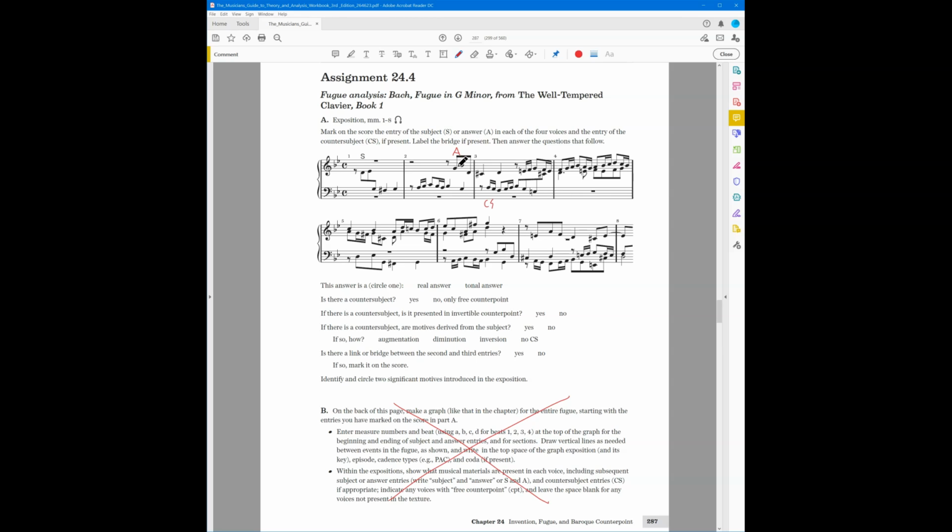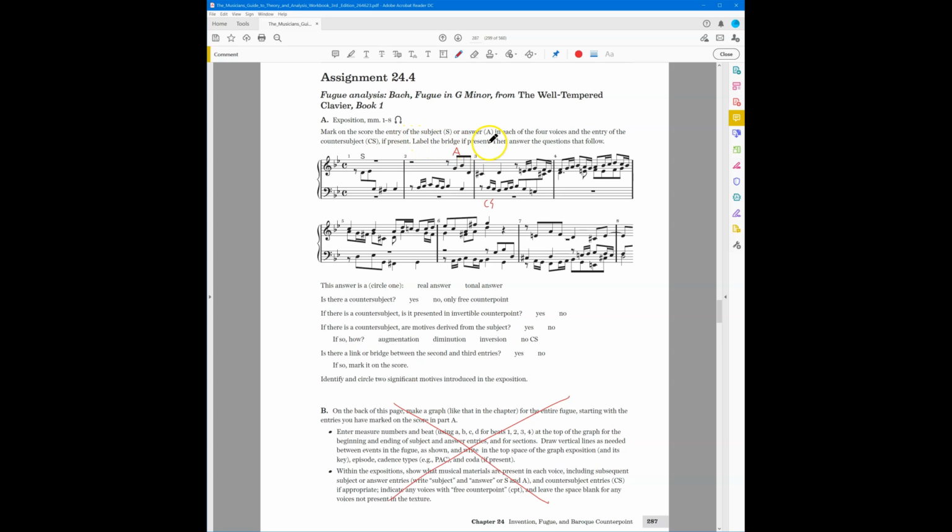It is also very common when the subject or answer is being played for there to be a counter subject, as you see here. The counter subject can sometimes be harder to see, but when you see an answer or subject, be looking for this gesture along with it and analyze, if you see it, analyze that as the counter subject.